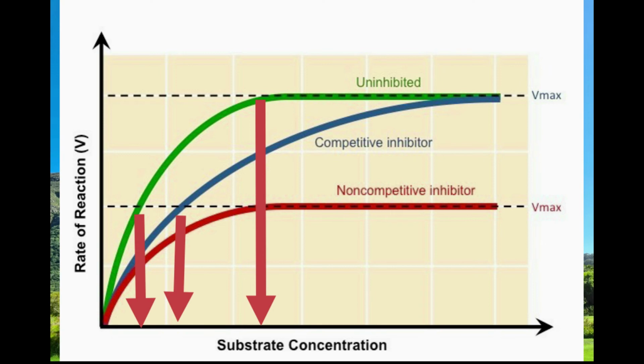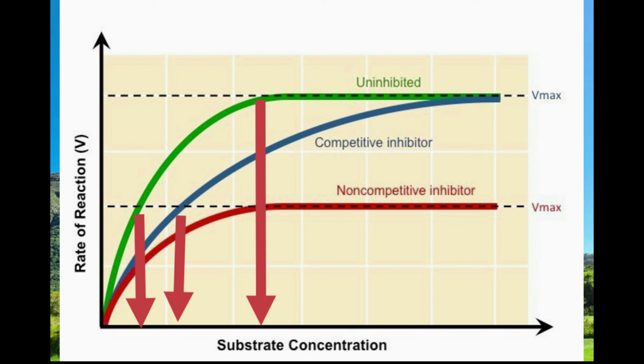What happens when the non-competitive inhibitor is added to the medium is that it binds near the active site, not to the active site itself, and the active site structure changes, so the actual substrate cannot bind to the active site, and enzyme activity decreases.